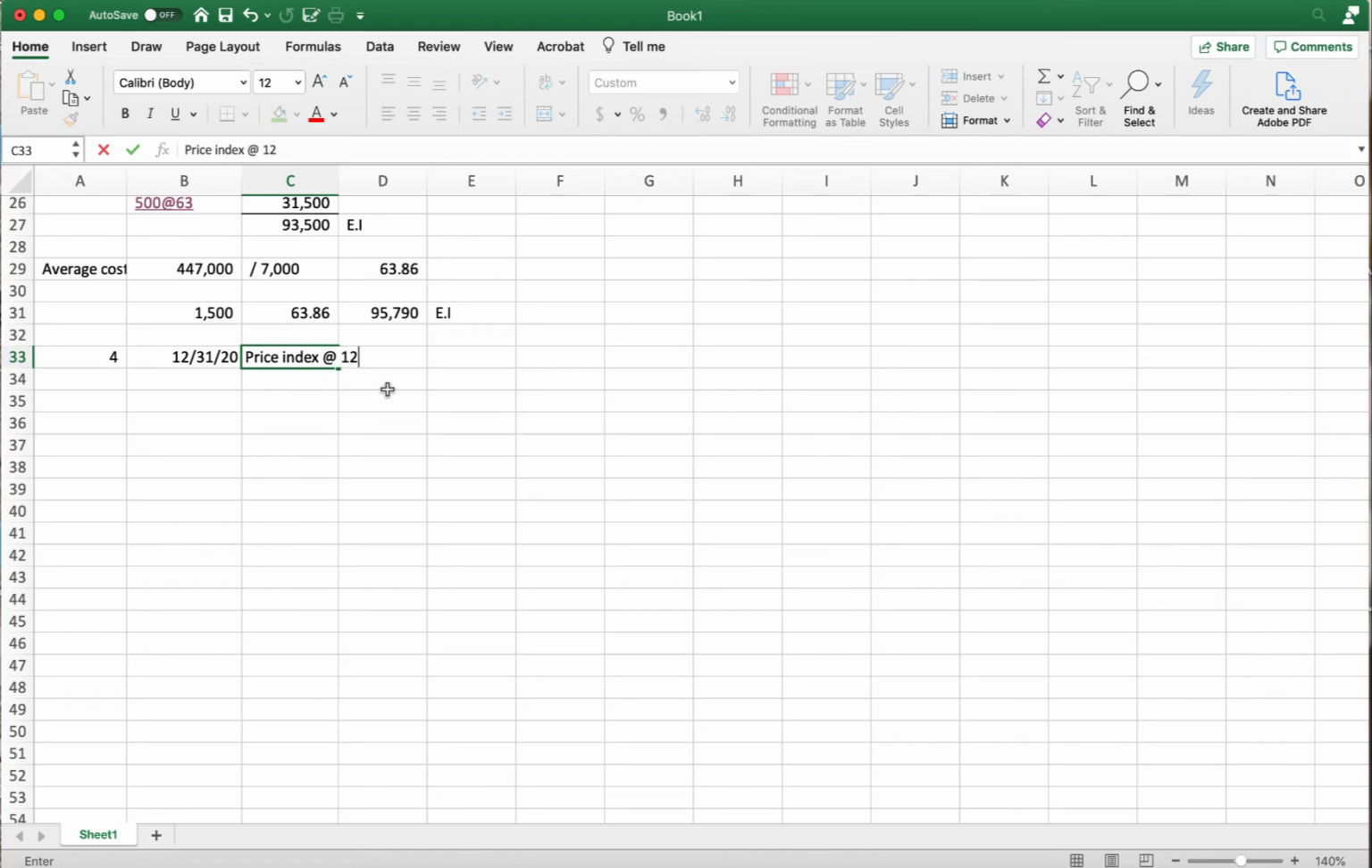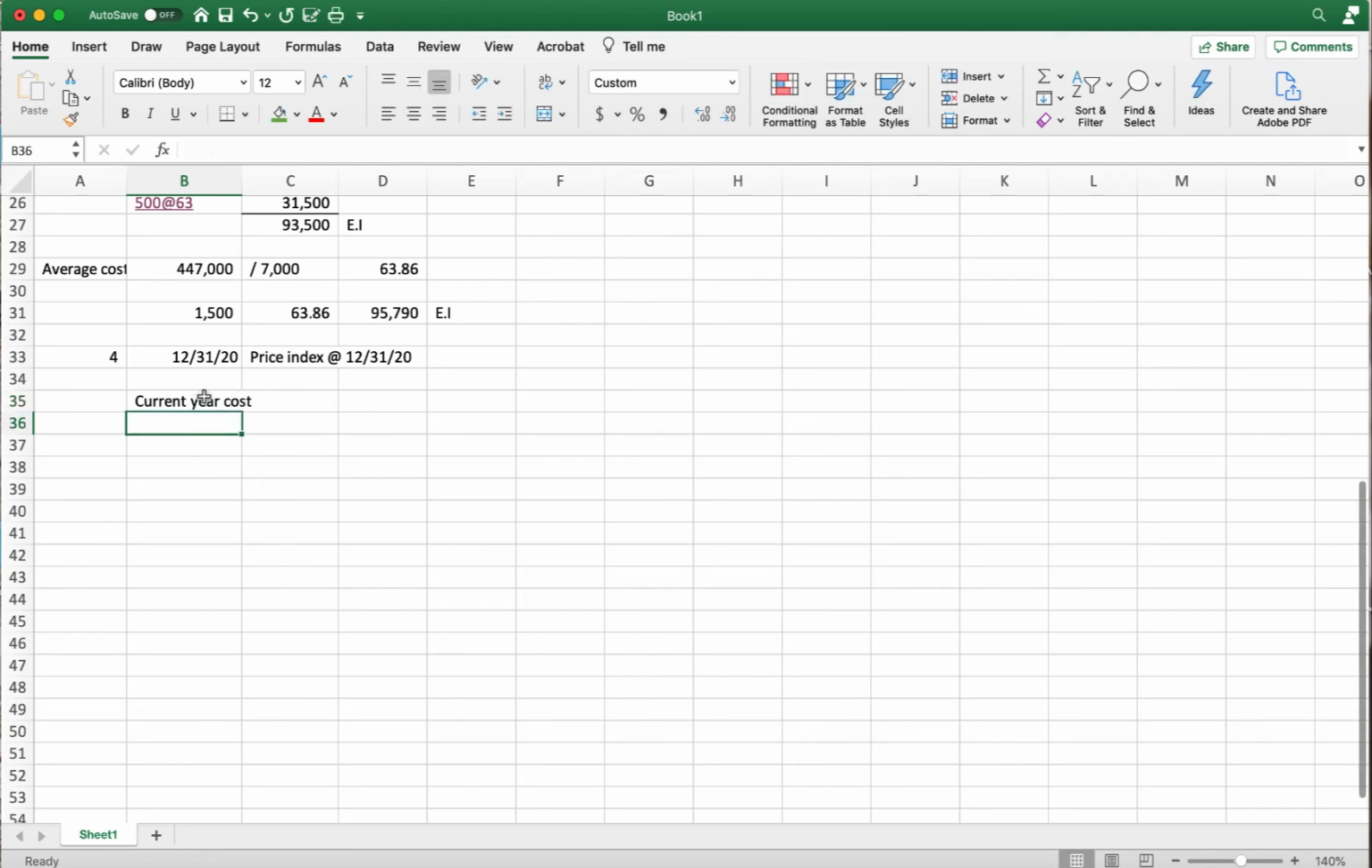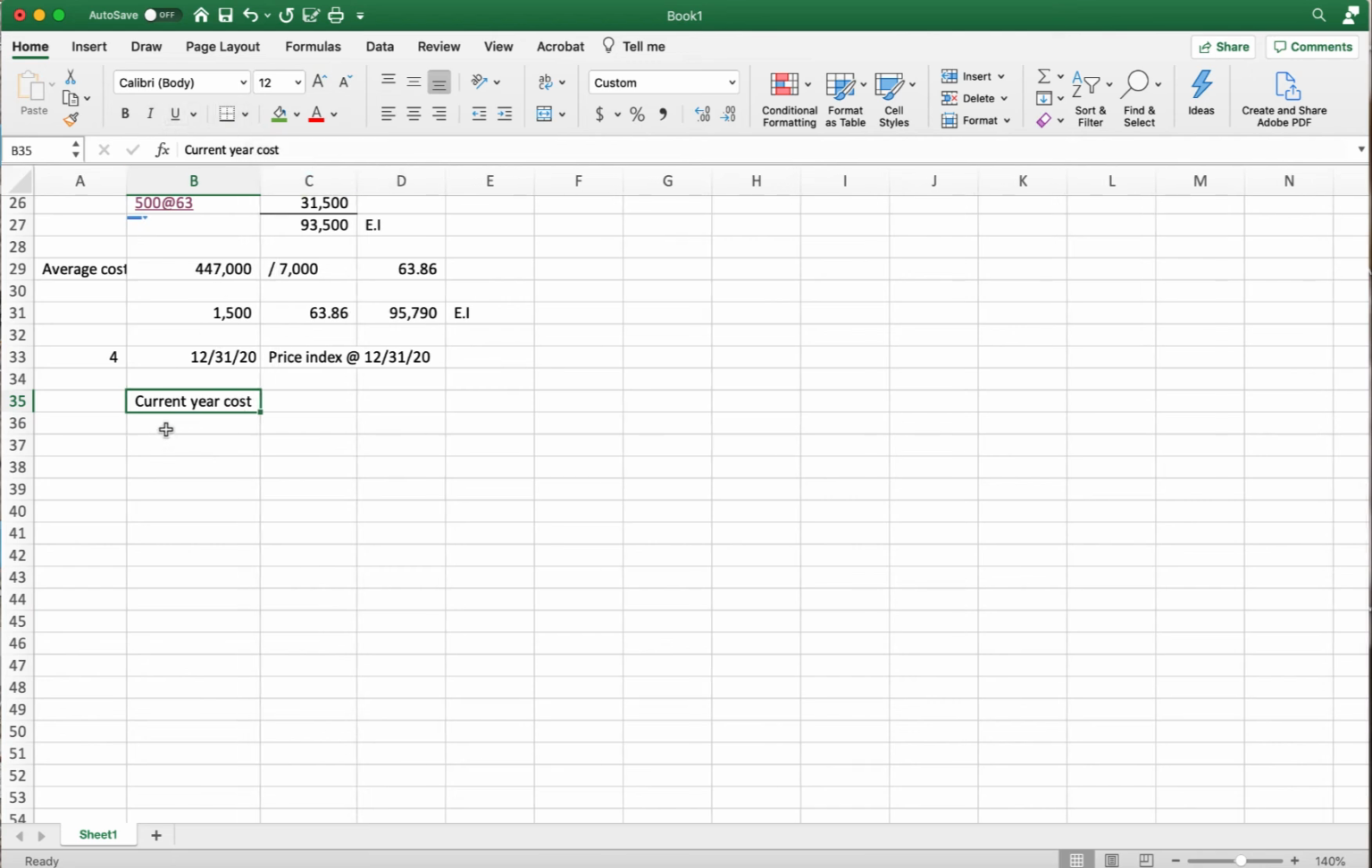At 12/31/20, I need to first take my current year cost, and I need to divide that by my base year cost.